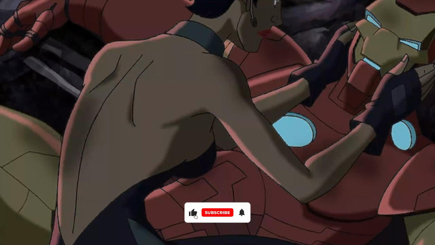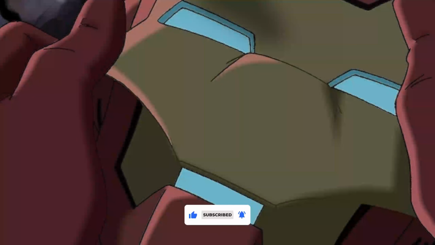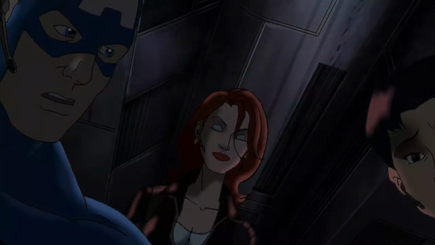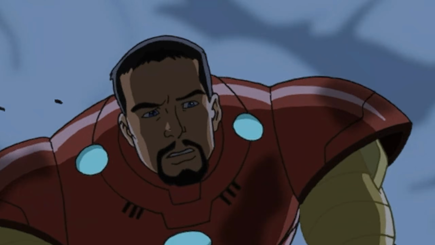Iron Man was on the ground. The explosion damaged his armor. He was out of oxygen, and to save him, Captain America had to remove his mask, and they discovered his secret identity. All this time, Iron Man was Tony Stark, and nobody knew it.